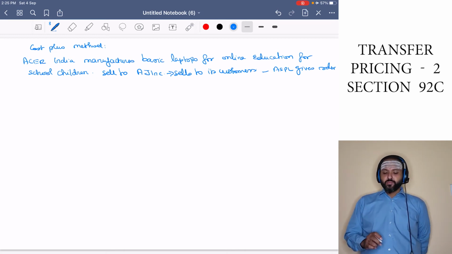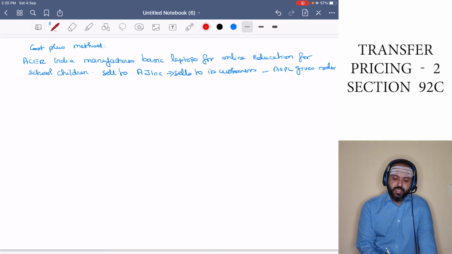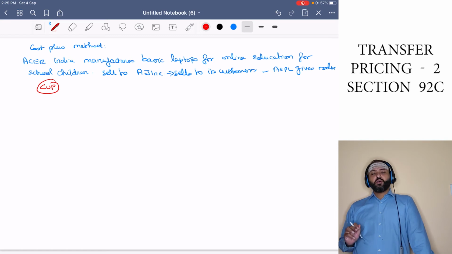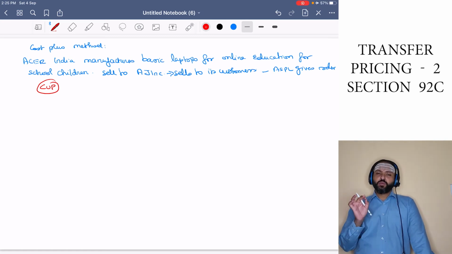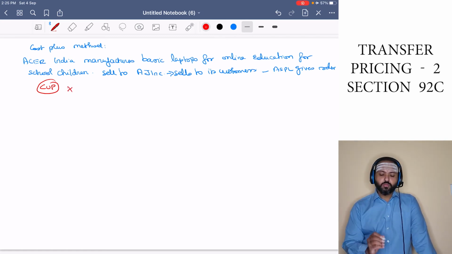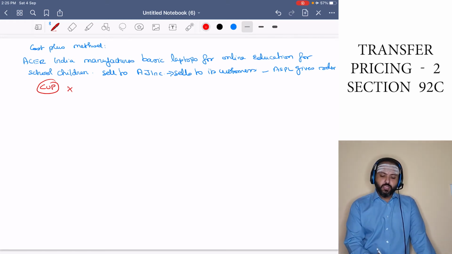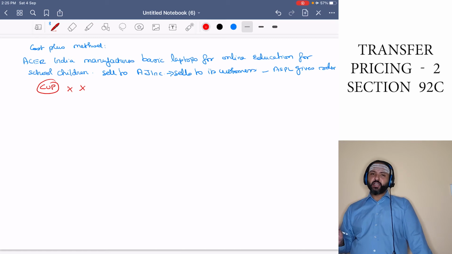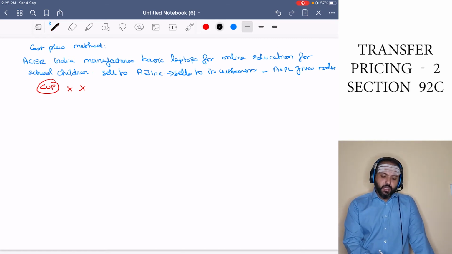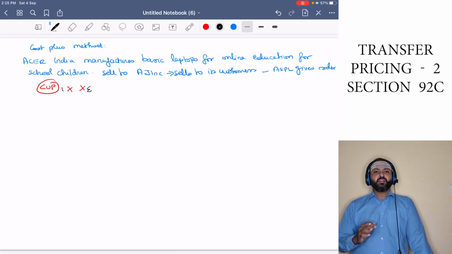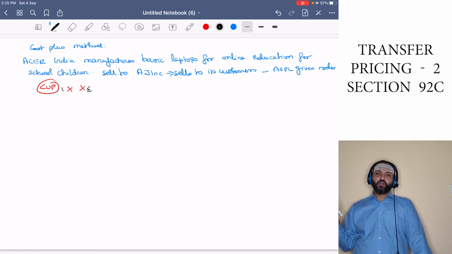Okay, now to this transaction, whether I can apply CUP. Whether I make similar computers to be sold in India? No, I don't make similar computers to be sold in India. Whether there are laptops manufactured in India for the purpose of online education? There is no such kind of a transaction in India. So there is neither internal CUP nor external CUP. Therefore, I cannot resort to the comparable uncontrolled pricing method.